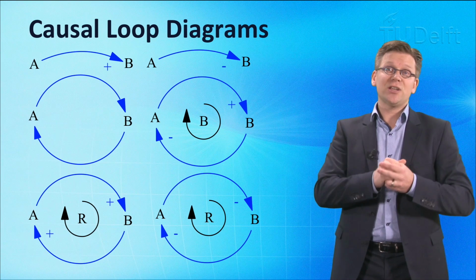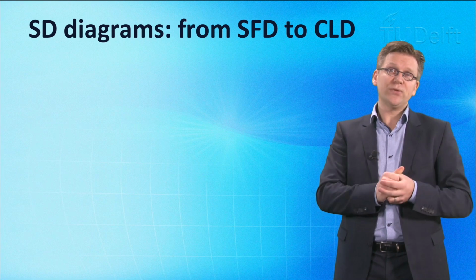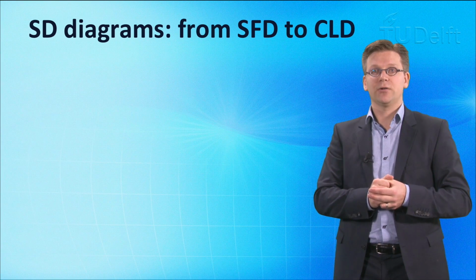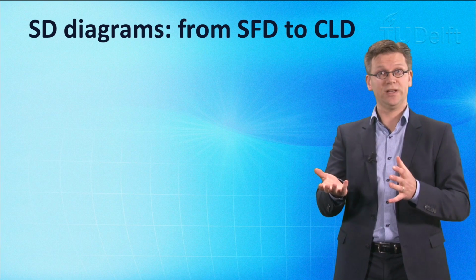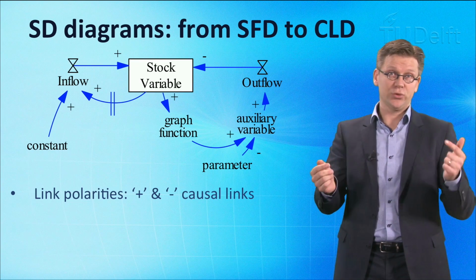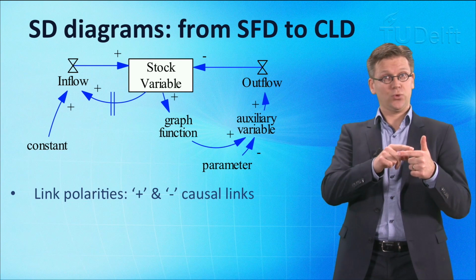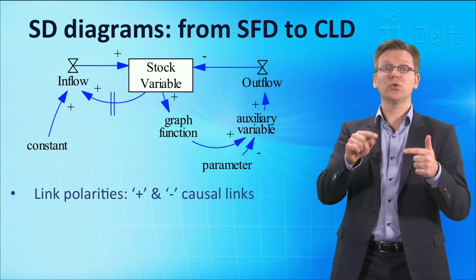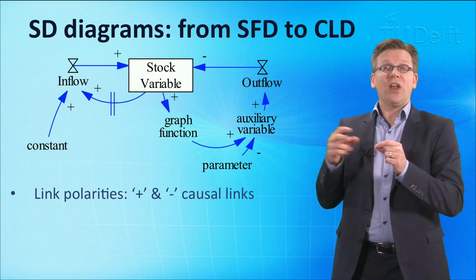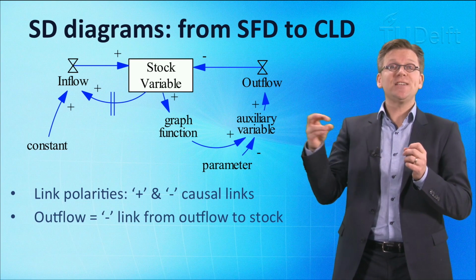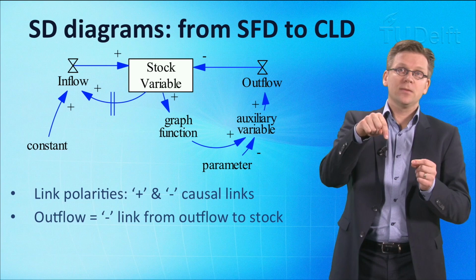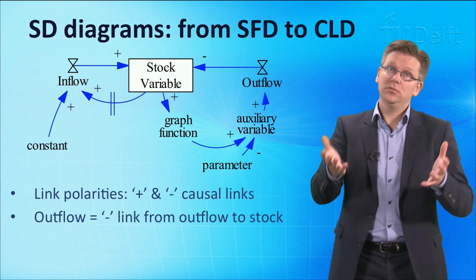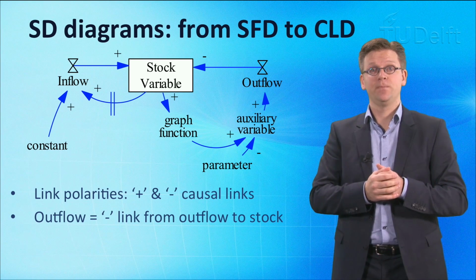So let's gradually transform the previous stock flow diagram into a causal loop diagram. The first step would be to turn the flows into causal links. An inflow into a stock is actually a positive causal link from the flow variable to the stock variable. But an outflow out of a stock is actually a negative causal link from the outflow variable to the stock variable. The higher the outflow is, well, the lower the stock variable will become.